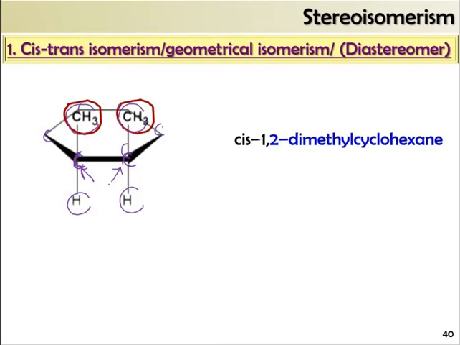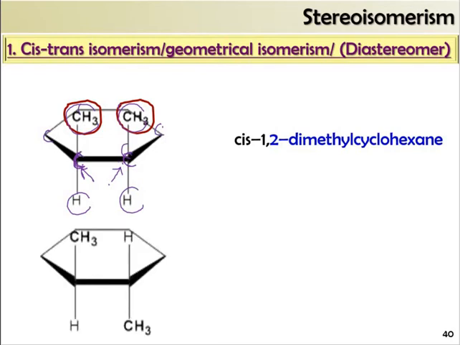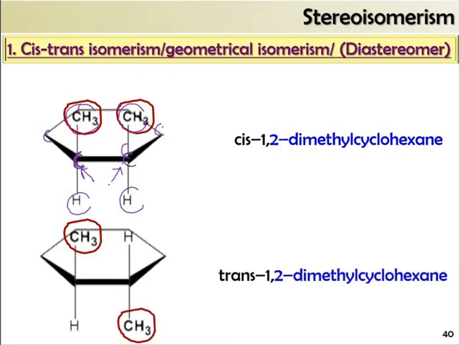Alright, so it is cis 1,2-dimethyl cyclohexane. And then the second one, the CH3 group is attached on the opposite side. So it is the trans isomer, or trans 1,2-dimethyl cyclohexane. Alright.